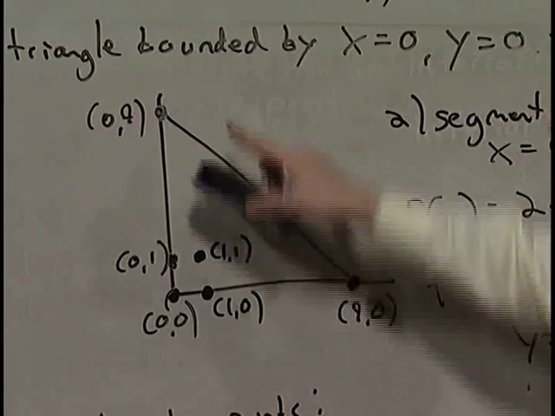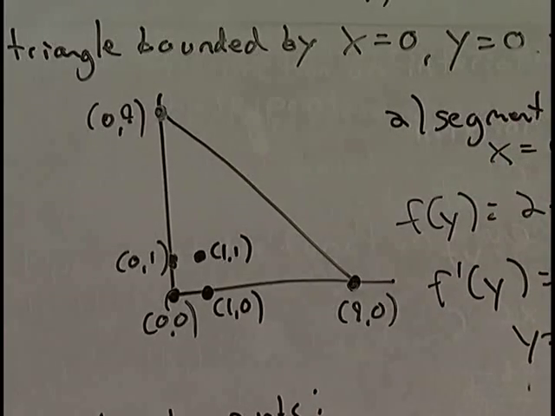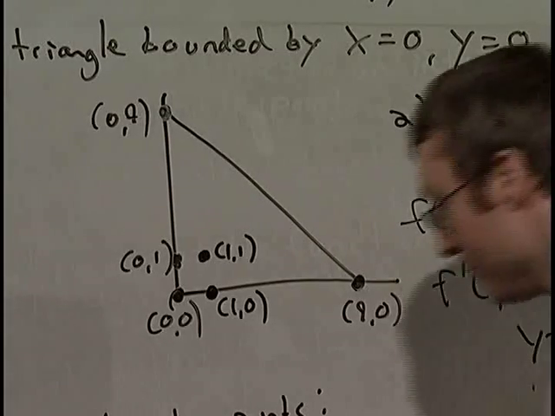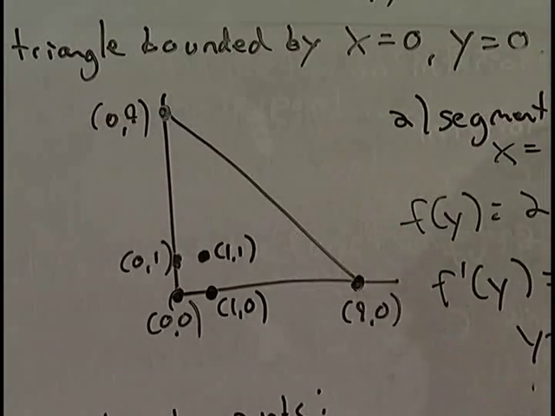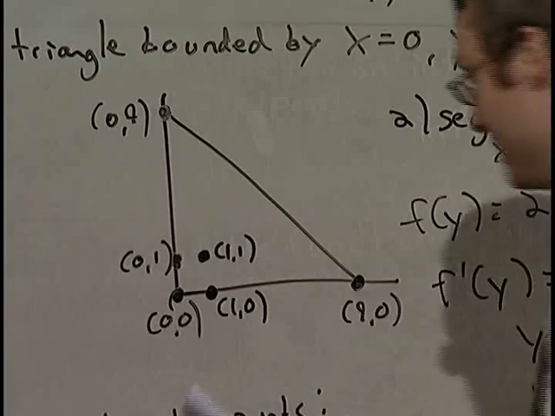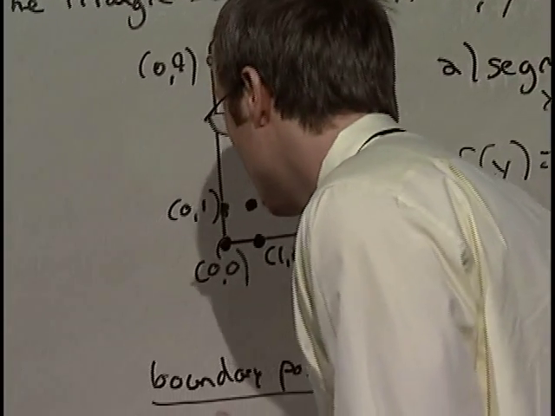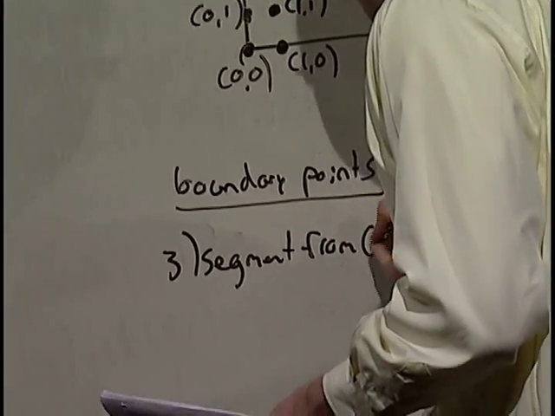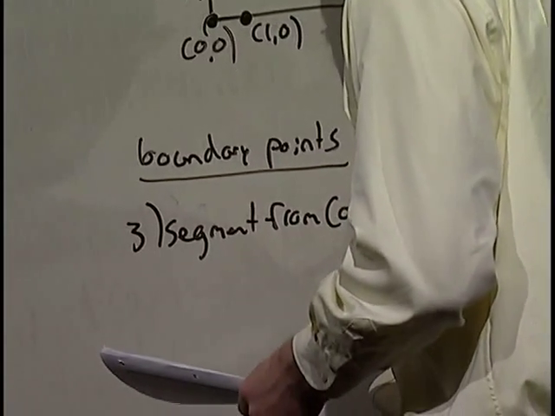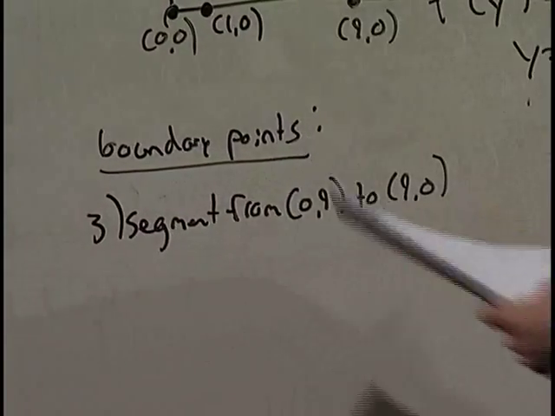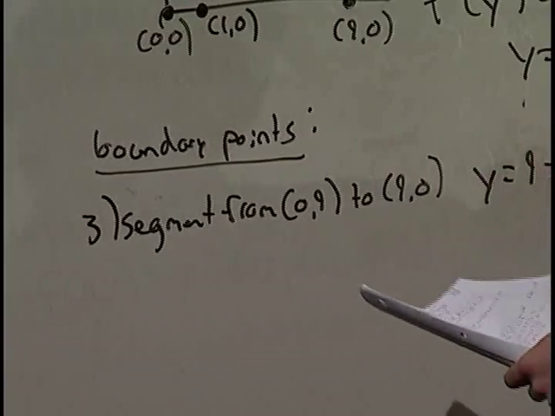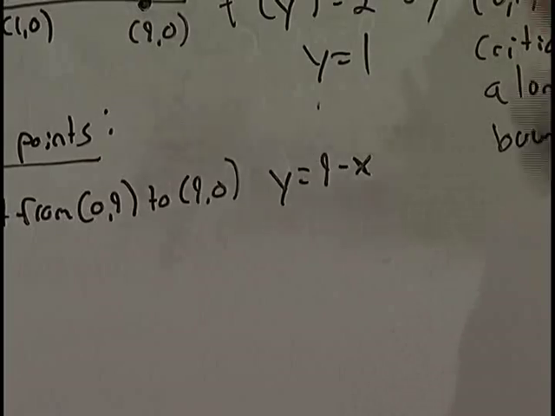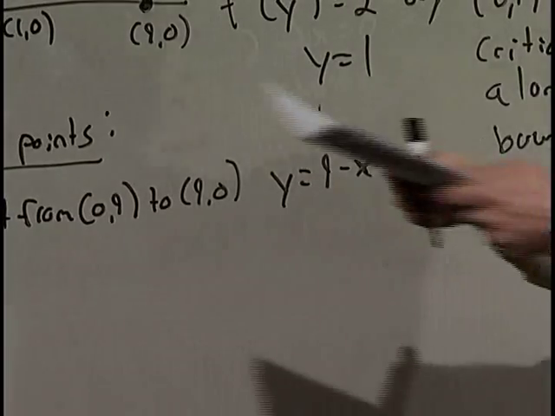Last segment is this diagonal segment here. And the endpoints are already done, both of them. We don't care about that, but there may be critical points in that boundary segment. So this is the segment from 0, 9 to 9, 0, right? And in this case, we can't just zero out one of the variables, but it's a line, so we can replace y with x and get a function just of x, right?